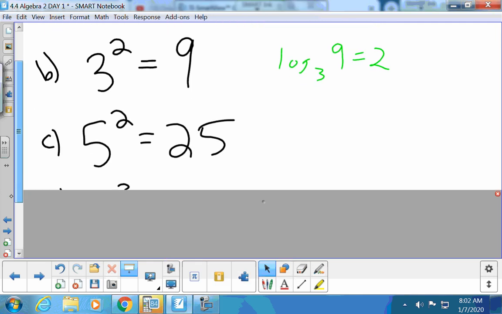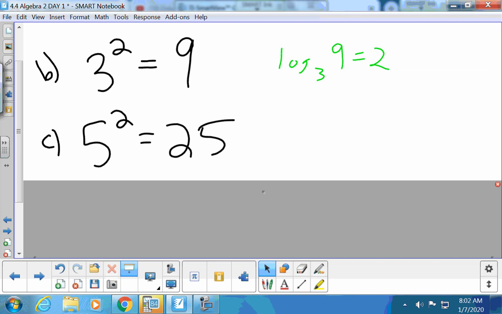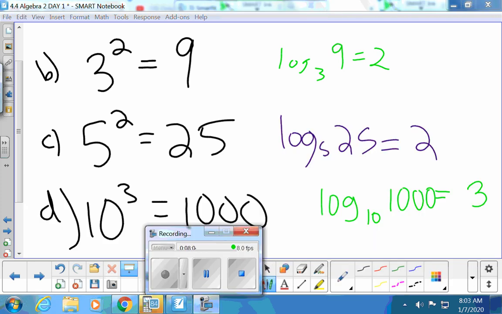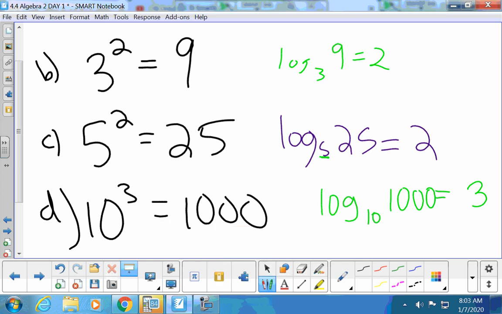Somebody want to come write C logarithmically? Tyler. All right, we just had 2 more example problems finished up here. 5 squared equals 25. You really want to make sure that base is your little guy. Your exponent is on the right side, and your solution's in the center. And the same exact thing happened with 10 to the third power is 1,000.